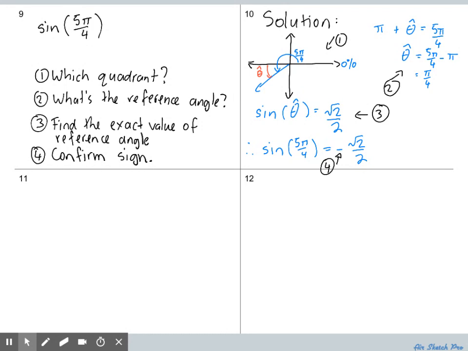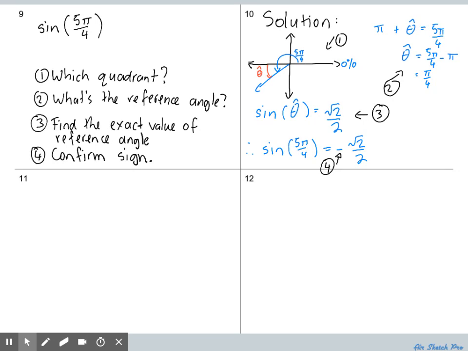Okay, and the reason why it's a negative is because it's quadrant 3, and quadrant 3 is where tan is positive and sine and cos are negative. Alrighty, any questions on that one? I'm going to give you one to try by yourself now properly.